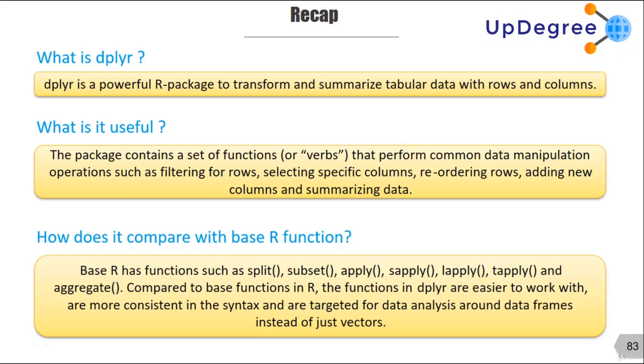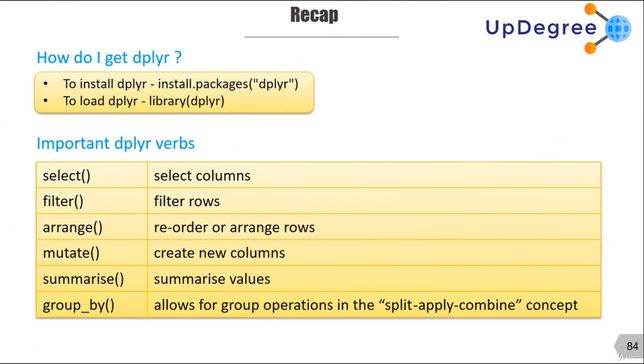But then why do we need this dplyr package? Compared to base functions in R, the functions in dplyr are easier to work with, more consistent in the syntax, and targeted for data analysis around data frames instead of just vectors. If you remember, in apply and lapply we are passing a list or vector, but here we can directly pass a data frame. So that is one of the advantages, and we have also discussed that this is much easier and gives much more flexibility.